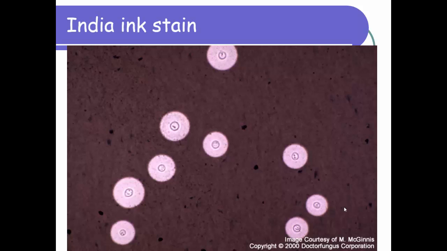This shows a fungus, a yeast actually, with a very thick capsule. In this case, we only use the negative stain. It's known as an India ink stain. And this shows this very thick capsule around this little yeast body.